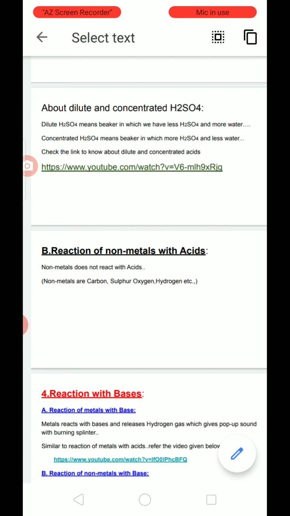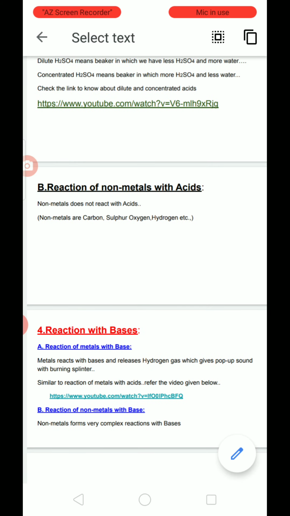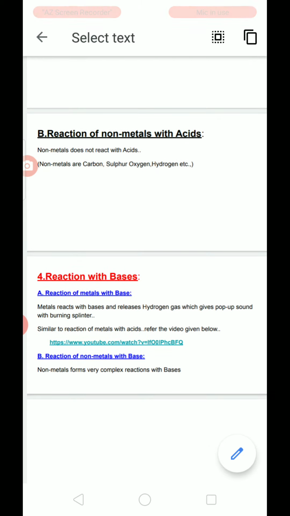Next, let's see the reaction of nonmetals with acids. Nonmetals generally do not react with acids. Non-metals means like carbon, sulfur, oxygen, hydrogen, etc. All these won't react with acids.